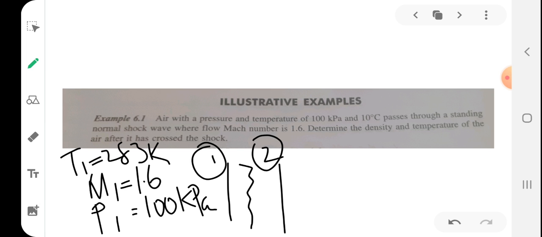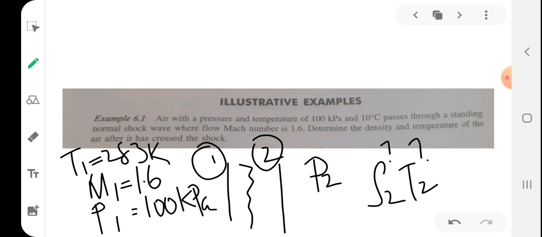So we are asked to find downstream properties, right? Determine the density and temperature of the air after it has crossed. So actually ρ2 and T2 should be found. P2 is not given, but P1 is there, M1 is there, T1 is there, ρ1 is not given. So how to find these ρ2 and T2 downstream the normal shock?